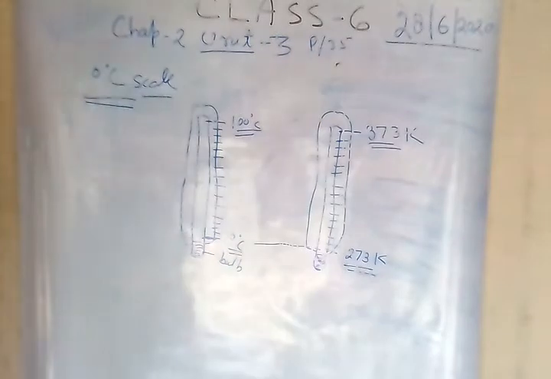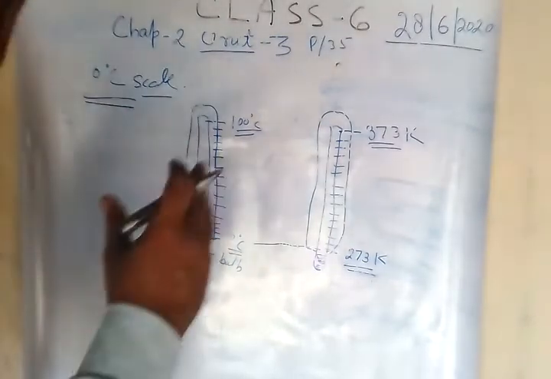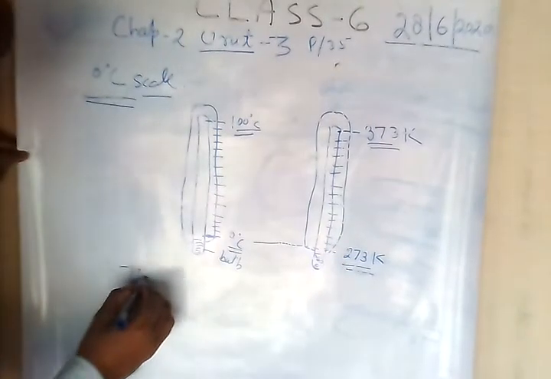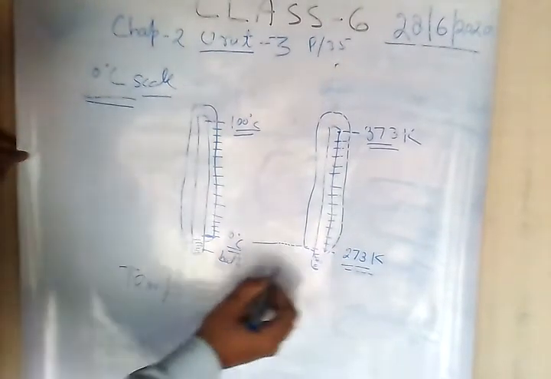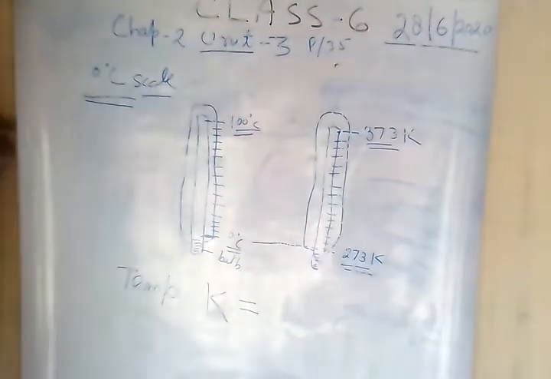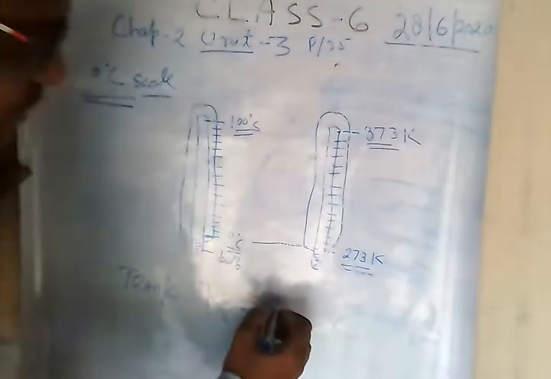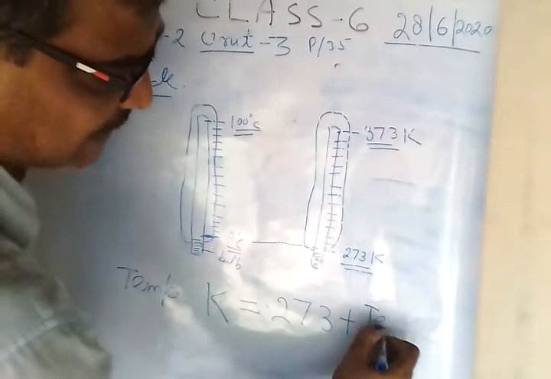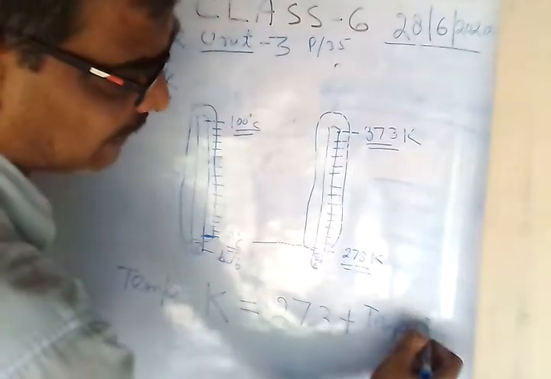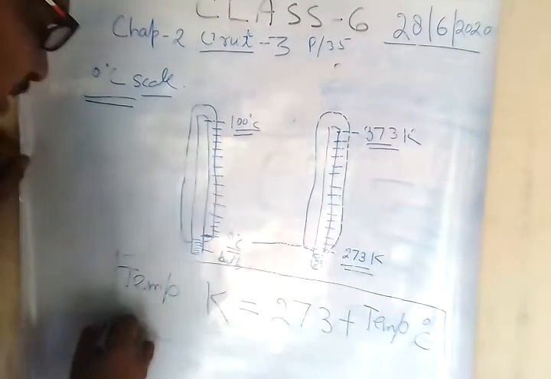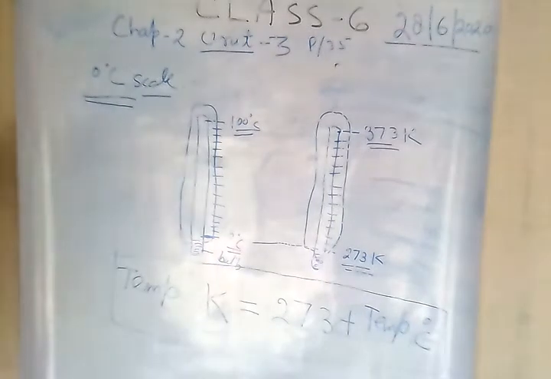Now, what is the formula for conversion? Temperature in Kelvin is equal to 273 plus temperature in degree Celsius. This is the formula for calculation.